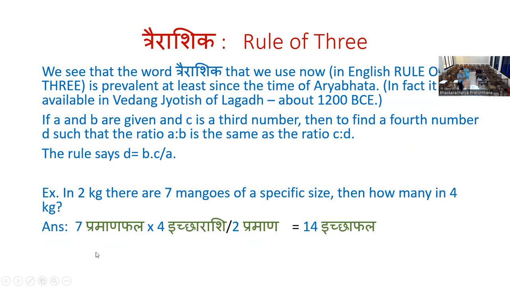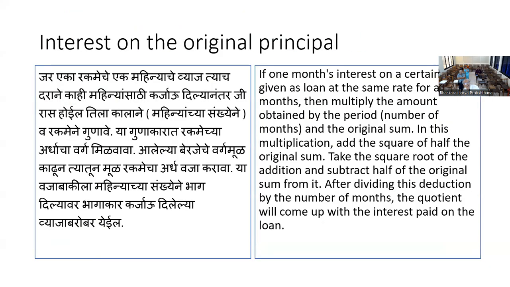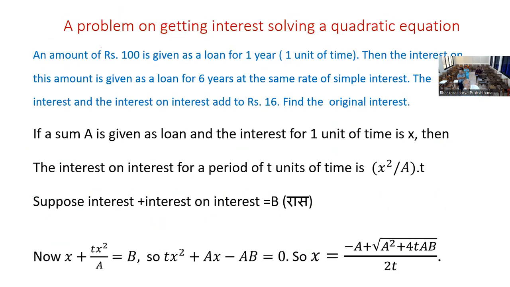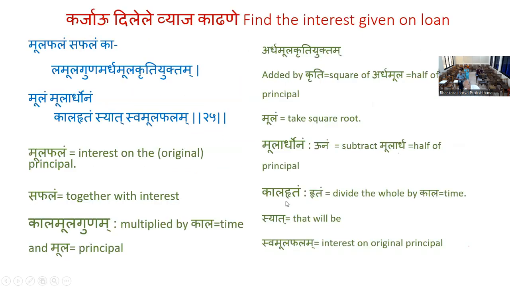So in our notation, this is T times A times B. So far we have obtained: B is that Mula Phalam, Saphalam. Then A is the original thing, so Mula. And T is the time. Multiplied by this, Kala Mula Gunam.